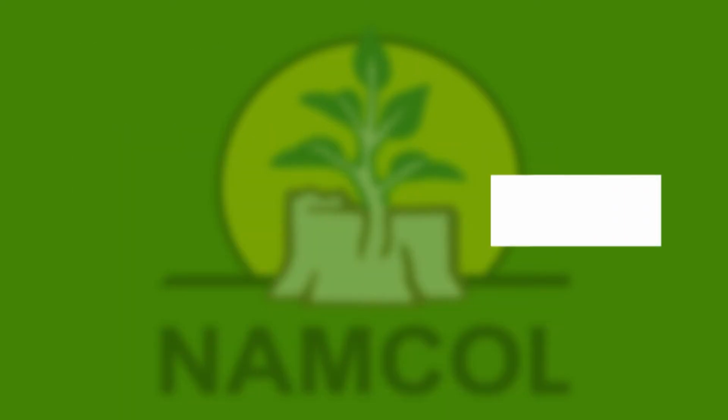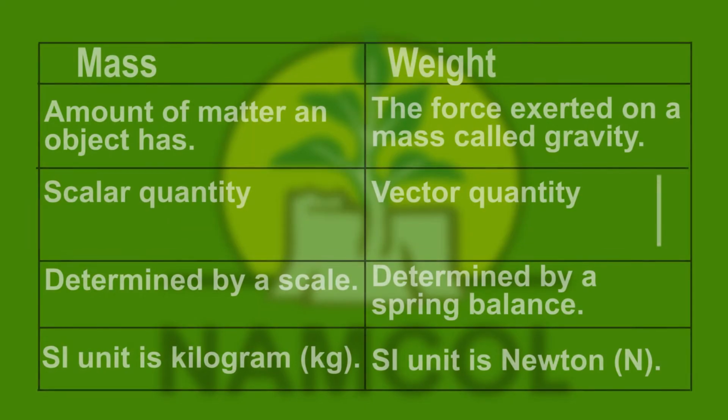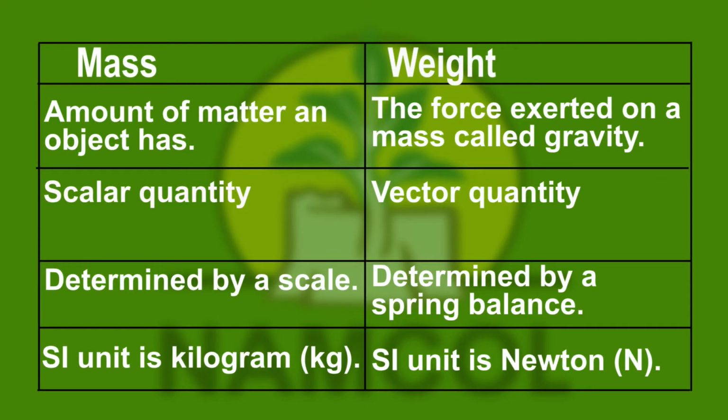Now let's discuss the difference between mass and weight. Mass is the amount of matter an object has. Weight is the force exerted on a mass called gravity. Mass is a scalar quantity, meaning it has no direction. Weight is a vector quantity having direction.